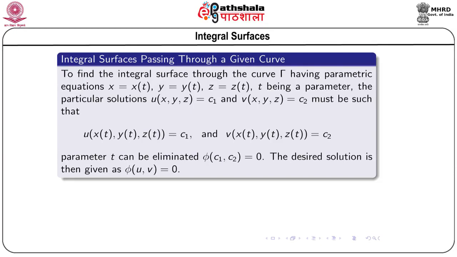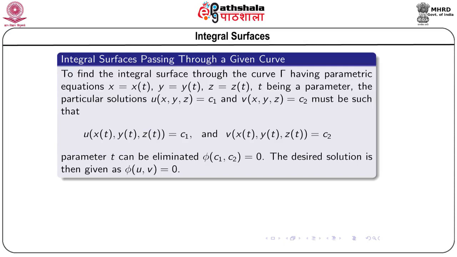So, u equals C1 and v equals C2 are solutions on the curve. Therefore, u(x(t), y(t), z(t)) equals C1 and v(x(t), y(t), z(t)) equals C2, where t is the parameter. From these two equations one can eliminate t to find a relation of the form phi(C1, C2) equals 0. Therefore, our desired solution, or the general solution of the given quasi-linear equation, is phi(u, v) equals 0.